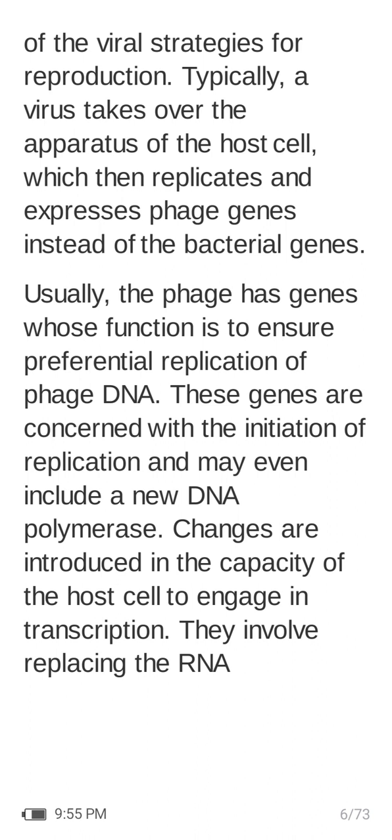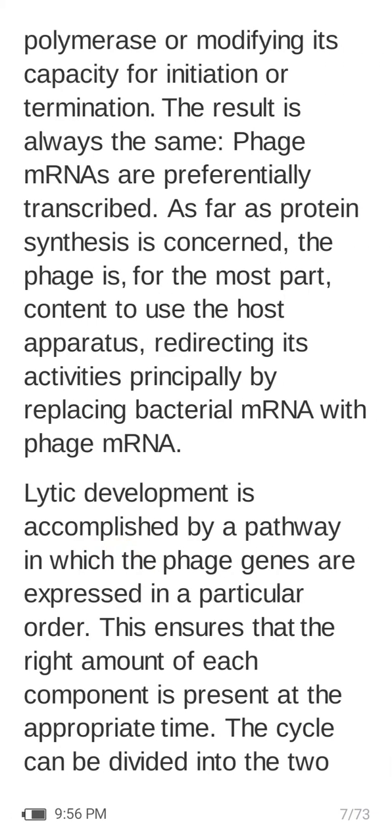Typically, a virus takes over the apparatus of the host cell, which then replicates and represses phage genes instead of the bacterial genes. Usually, the phage has genes whose function is to ensure preferential replication of phage DNA. These genes are concerned with the initiation of replication and may even include a new DNA polymerase. So, changes are introduced in the capacity of the host cell to engage in transcription. They involve replacing the RNA polymerase or modifying its capacity for initiation or termination.